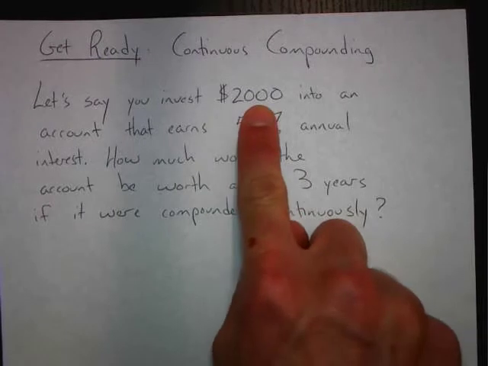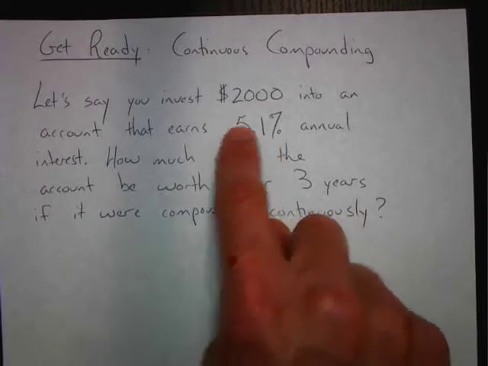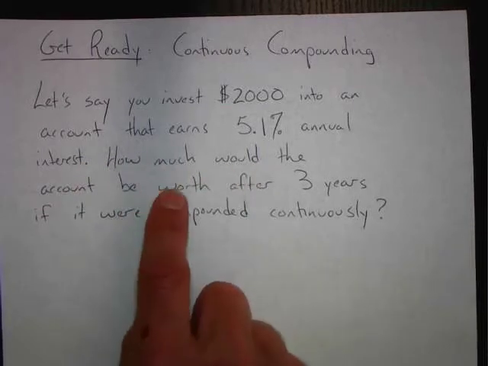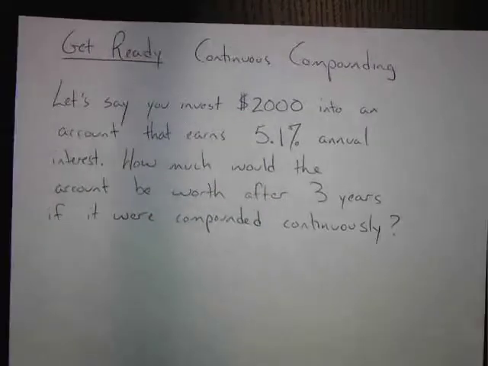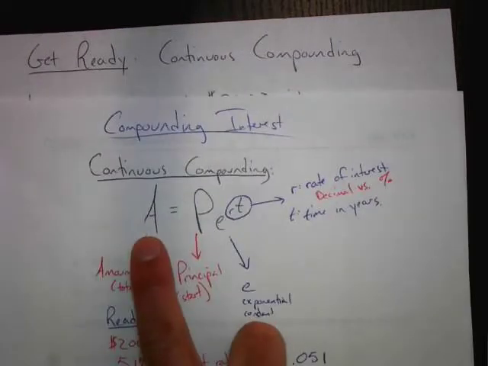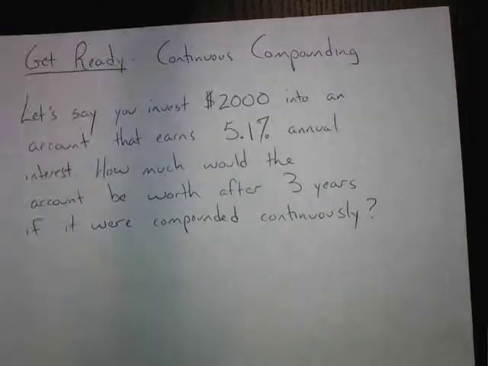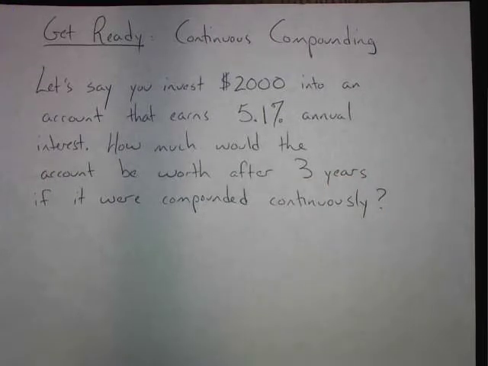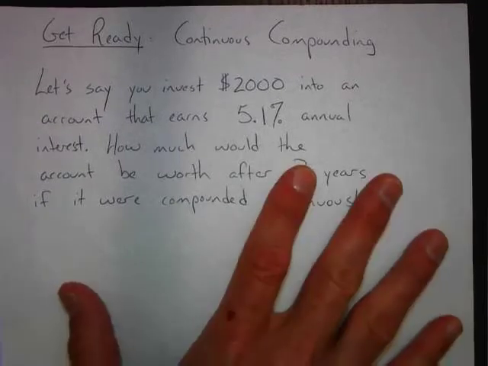We know our $2,000 is the principal. We know the 5.1% annual interest is the interest rate. So the question is, how much would the account be worth, right? How much total? Basically we're looking for A, how much the account will be worth after 3 years, if it were compounded continuously.